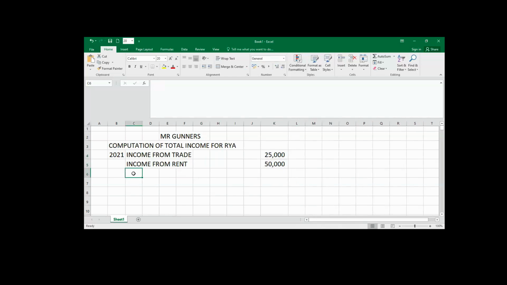So these are the two incomes for the 2021 year of assessment. So its total income will be 75,000. On this income now, so don't forget we are using current year loss relief.